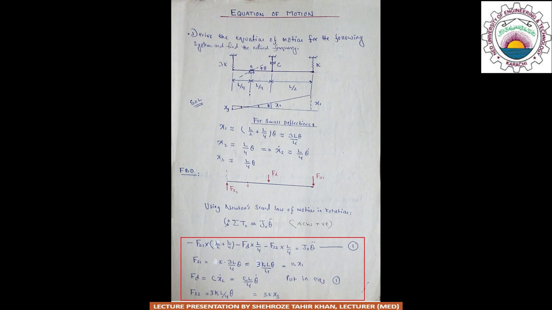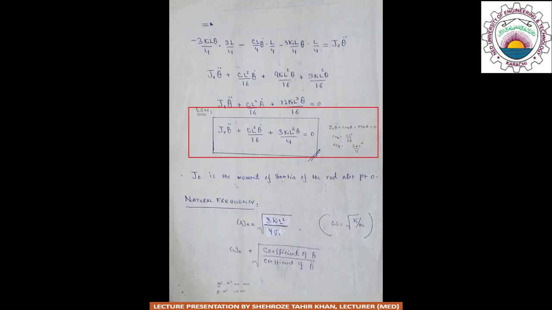Now, after substituting these values in equation 1 and simplification, we get the final equation of motion as follows: J naught theta double dot plus cL squared theta dot/16 plus 3kL squared theta/4 is equal to 0, where J naught is the polar moment of inertia of the rod about point O. We can also find the natural frequency of this system by using its equation of motion as follows.